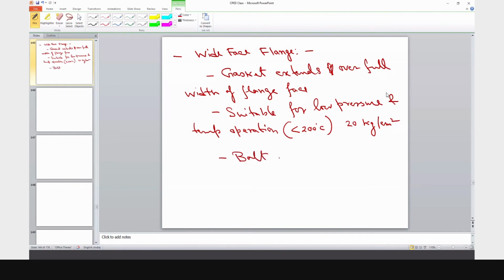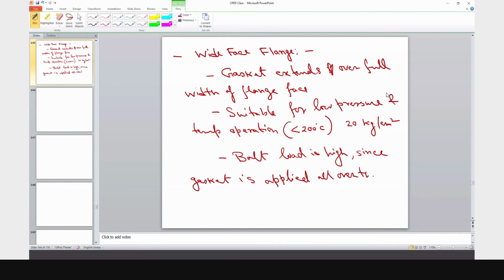Bolt load is high, the load experienced by the bolt. Bolt load is high since the gasket is applied all over the flange face.